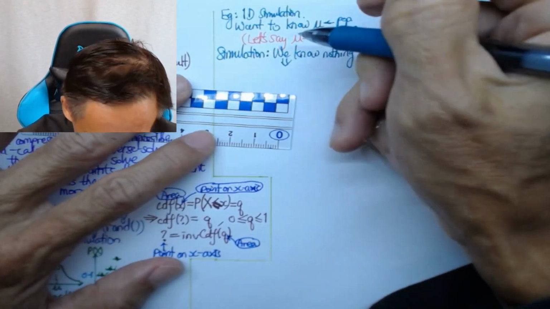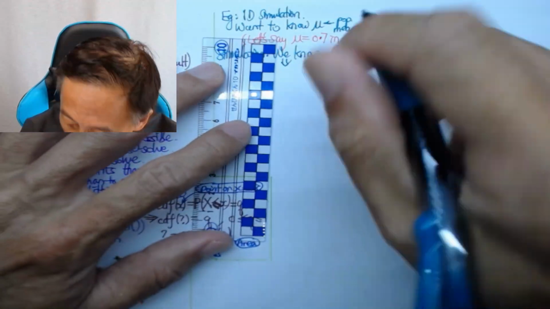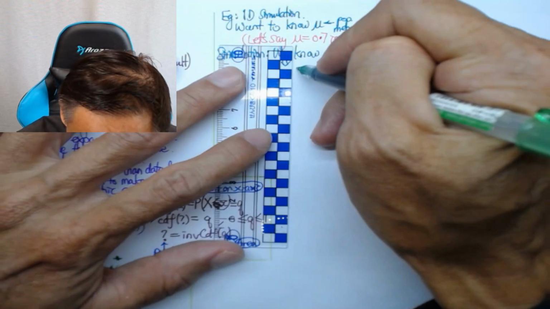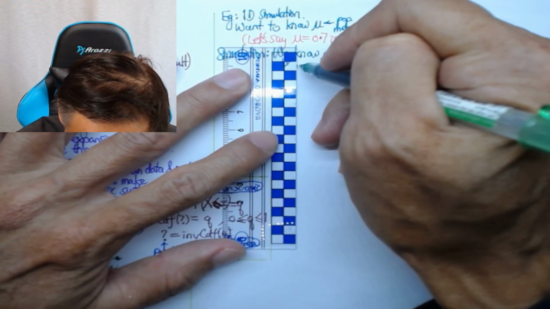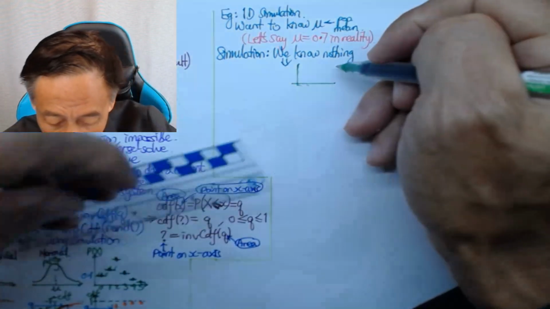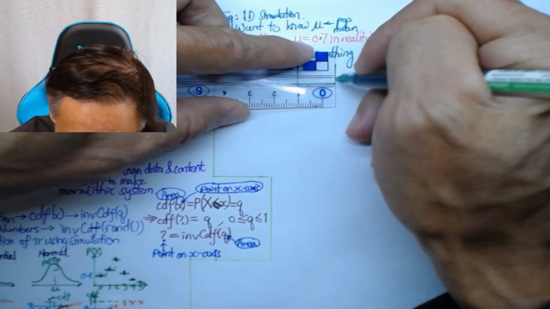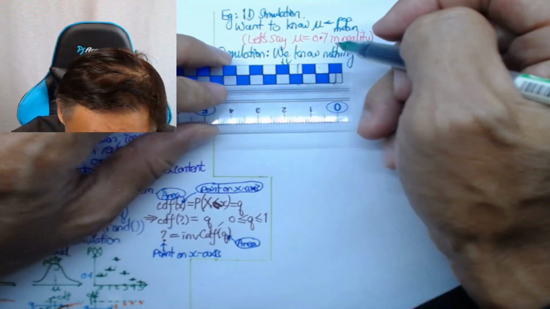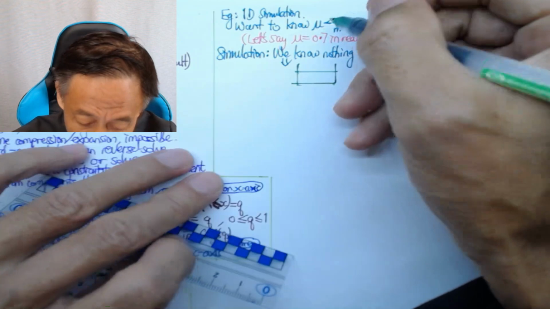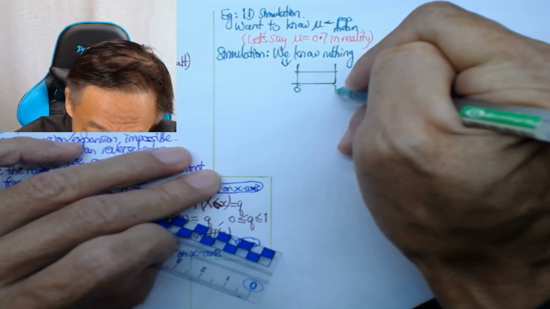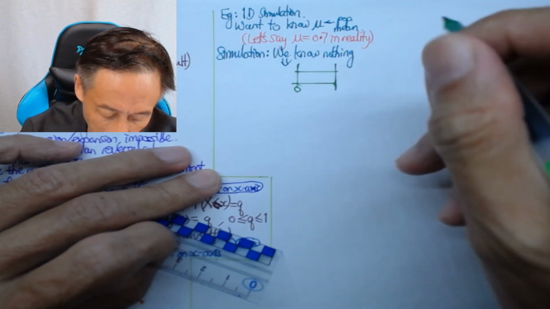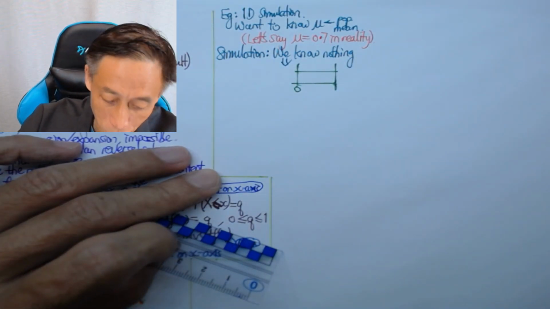And this means that we're going to have a diagram that looks like this. I'm going to lift up my ruler. And we have a box here. So this is 0, this is 1. And we know that knowing nothing means we have a uniform distribution.